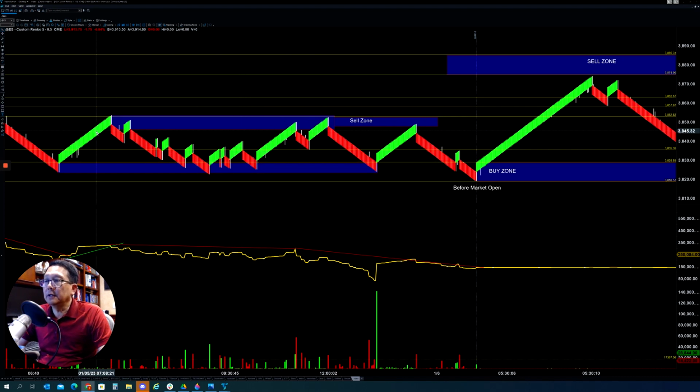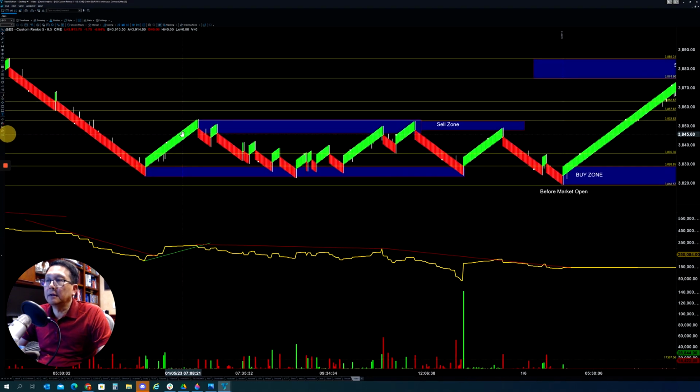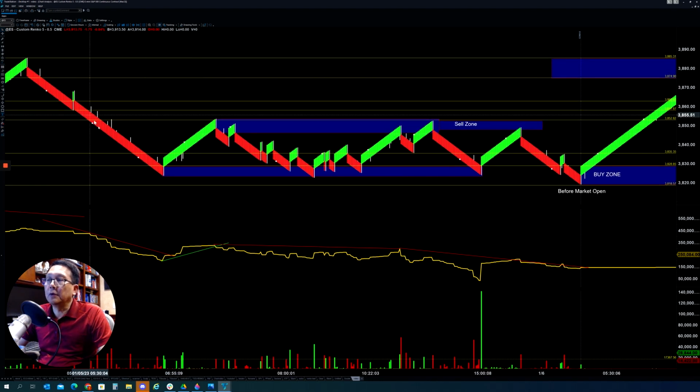As you can see on this chart, on Thursday, January 6, 2023, the day before, the market came down and went sideways, and then created a sell zone and a buy zone. So they're dancing around the top and the bottom.